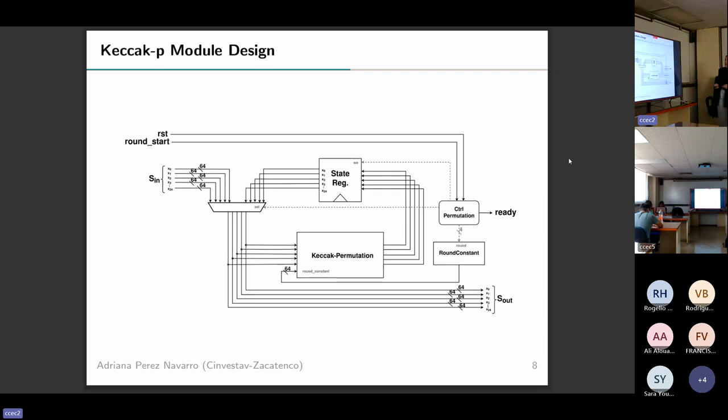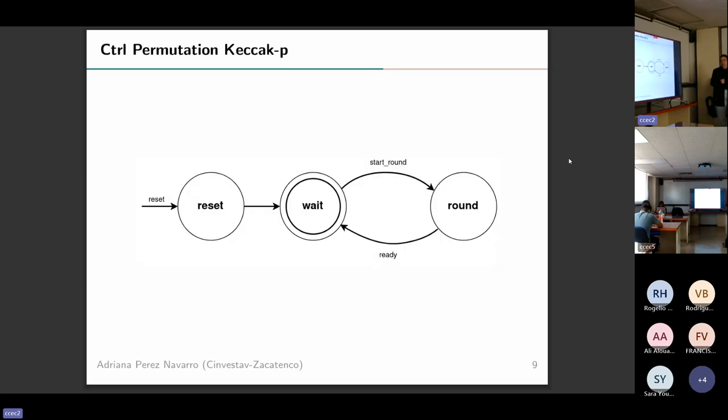For this, we need to add modules, like one module, one register, and one constant rounds module that stores all the constants for the permutation. Keccak permutation represents the design we see above, and one state machine controls the permutation. This state machine has three states and is controlled by the global state machine that controls all the modules. It starts with the start signal from the global state machine, and when it finishes, it sends a ready signal to the global state machine.